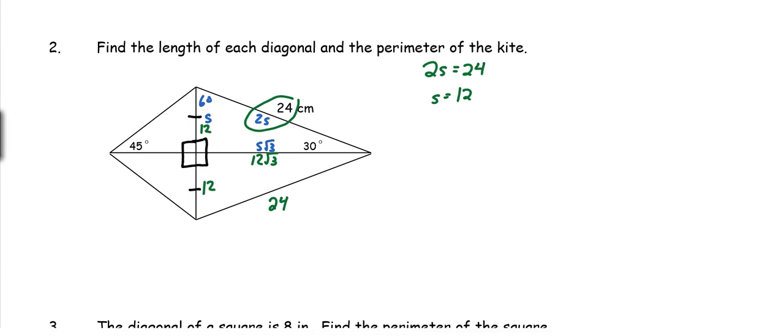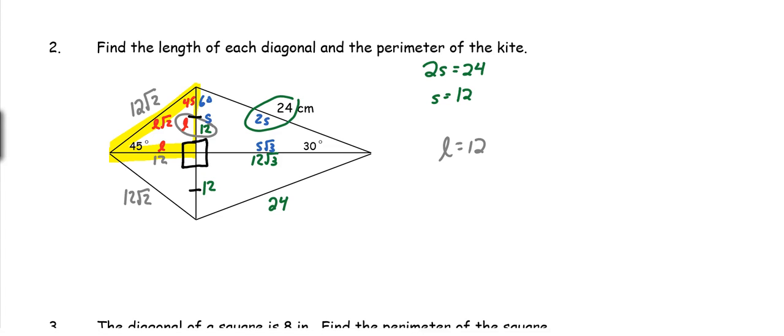Then I can move to my next triangle, which is a 45, 45, 90 triangle. And in a 45, 45, 90, across from the 45 is L, across from the right angle is L root 2. So this time I have L and 12 on the same side. So L is equal to 12. So the other piece of my diagonal has to be 12. And my side is 12 root 2. And it's a kite, so both pieces on the outside are 12 root 2 for my side.